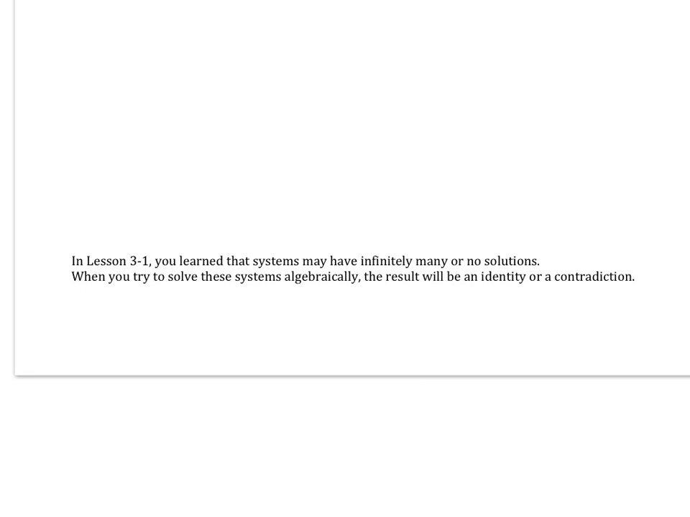Okay, so now we're going to do part 2 of this lesson, which involves, as we learned in 3.1, classifying. We know that systems can have infinitely many or no solutions. So when we try to solve these algebraically, the result's either going to be an identity where 5 equals 5, 7 equals 7, something of that nature, or a contradiction, 0 equals 5.